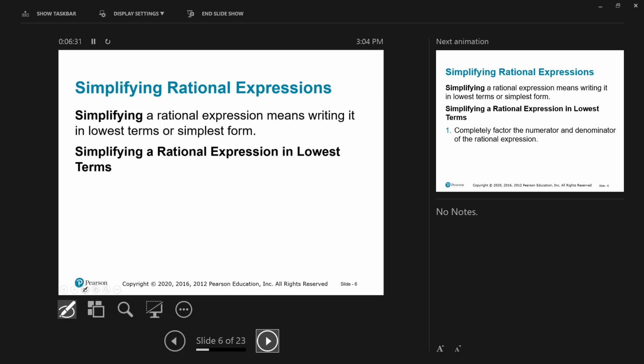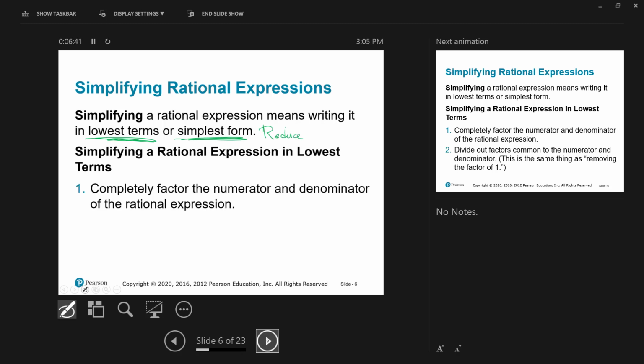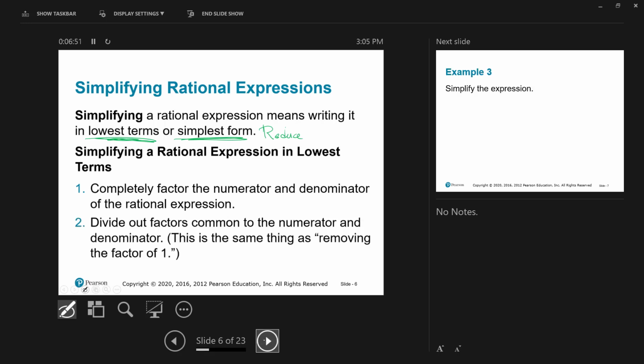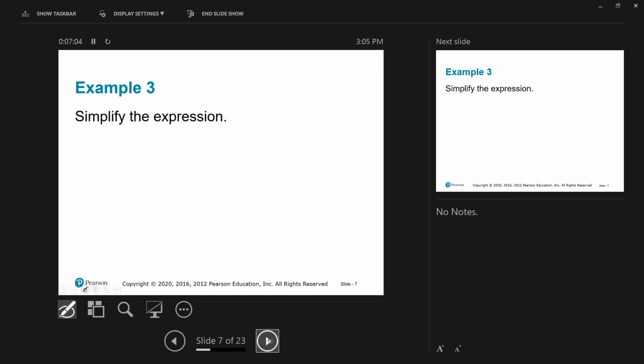That means we're basically going to put it in lowest terms, simplest form. Another word that we're going to look at for this is we are going to reduce them. Okay? So how do we do that? First, we have to factor the numerator and the denominator completely. Once we do that, then we are going to divide out, or another word for divide out is cancel, what's in common between the numerator and the denominator. Okay? So, let's take a look.